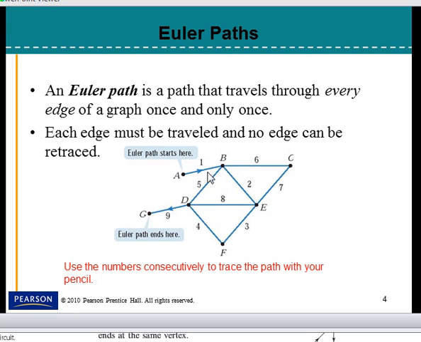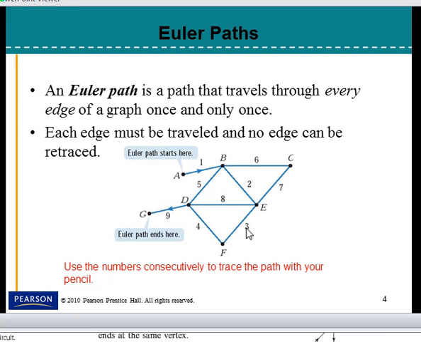And an Euler path does not have to end up where it starts. But if it's an Euler circuit, it has to end up where it started. So the Euler path, we're starting at point A. We're going from A to B. Then we're going from B to E. So we're getting this edge. There's 2 edges we've gotten, 1, 2. Okay, then we're going from E to F.